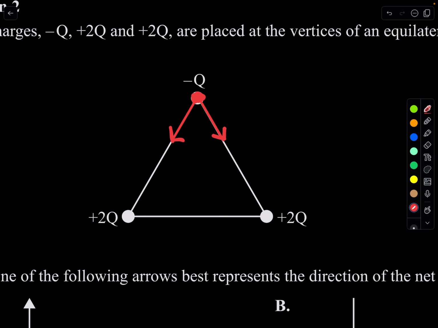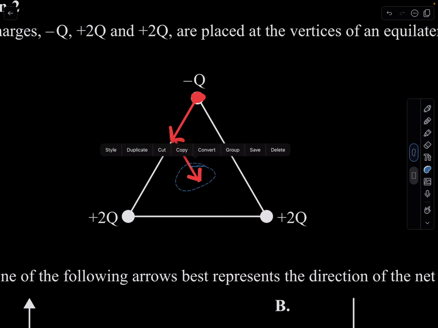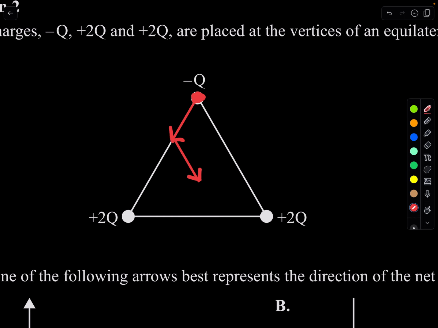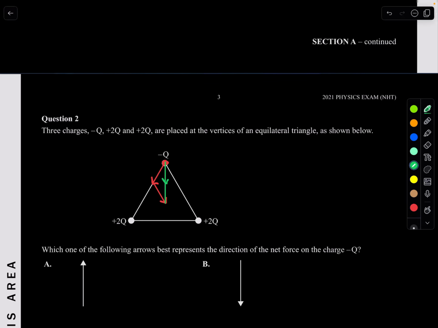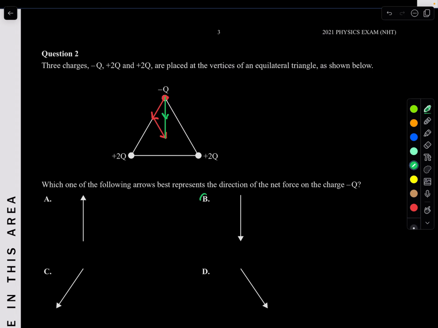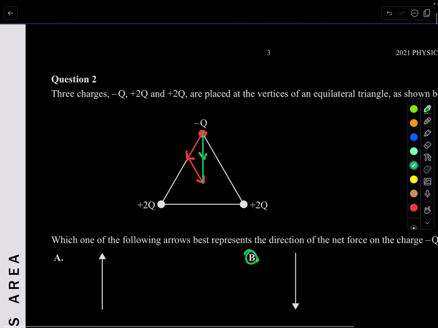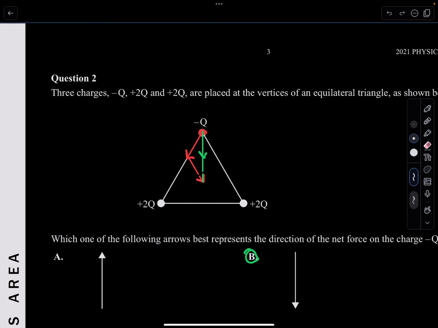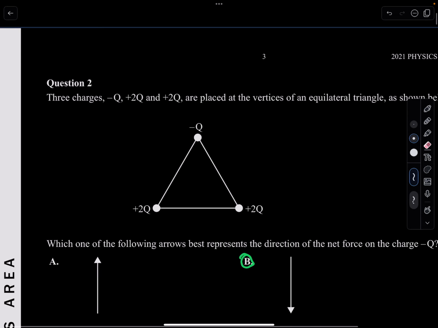What we need to find is the actual net force of these two sums. And how do we do that? Easy. If I put this right over here, as you can see, the net force of these two forces is going to be a straight line downwards. So B looks like your answer. Nice and easy. It's the same question from the 2019 exam, but they've just changed these two charges, I believe. Nice question. All right, let's move on to the next question.